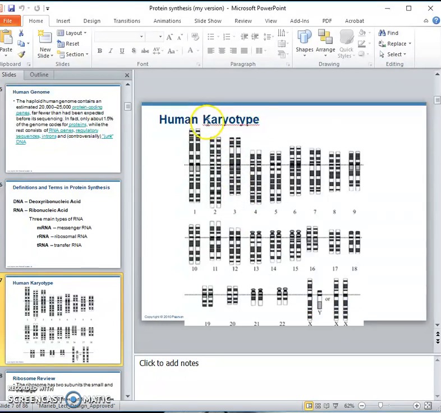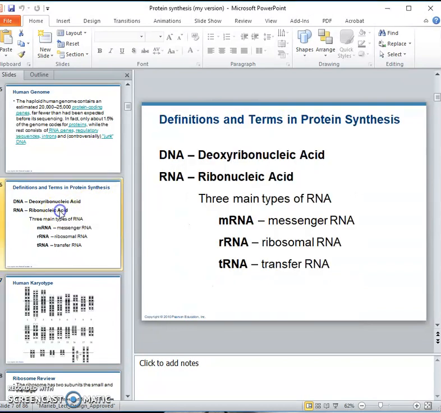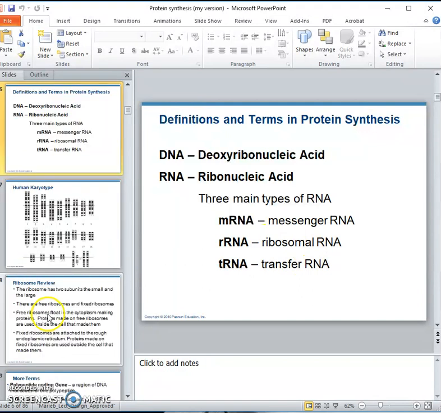Typing the caryon again was the nucleus. Okay? In protein synthesis, the major players, not the only players, are going to be DNA, deoxyribonucleic acid, RNA, ribonucleic acid, and the 3 main types, not the only, you hear me? Not the only, but the 3 main types are mRNA, rRNA, and tRNA. They stand for messenger, ribosomal, and transfer, that we'll see. Okay?